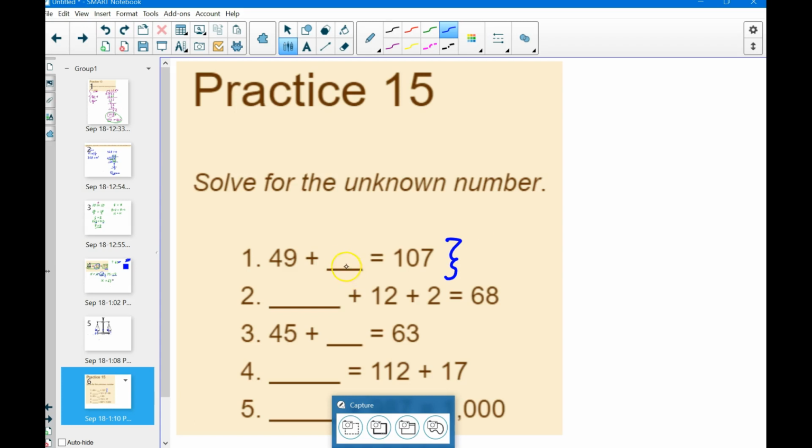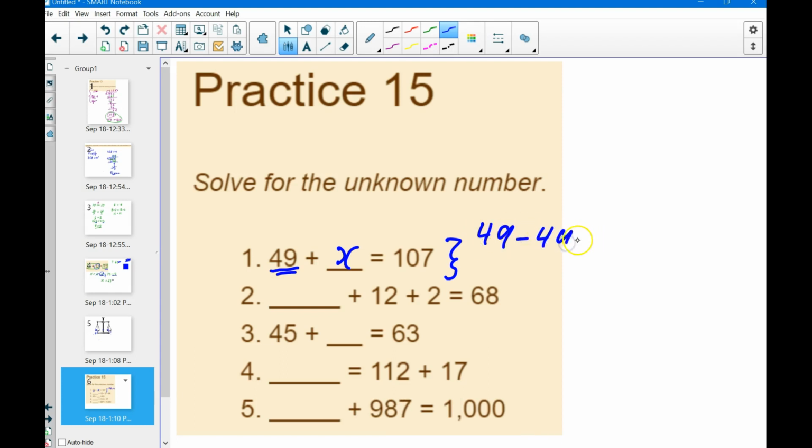So now I need to know what's in here. So I've got to get rid of this number here, right? So I'll go 49 minus 49 plus my x value. And if I did it on this side, I've got to go 107 minus 49. Make sense? Then these two basically disappear.